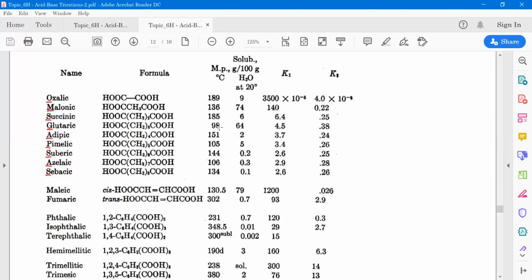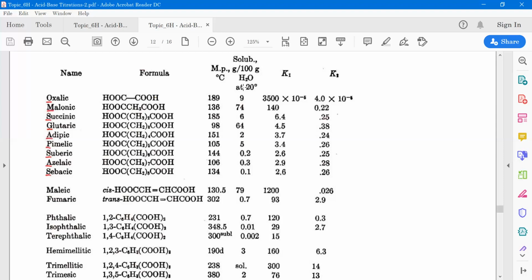Well, the same pattern is shown in the solubilities. All of these are either fairly soluble or slightly soluble in water. But notice that the solubilities have the same even-odd pattern, but opposite that of the melting point. The ones with the higher melting points have lower solubilities. The ones with the lower melting points, higher solubilities. Lower, higher, lower, higher, lower, higher, lower, and so on.